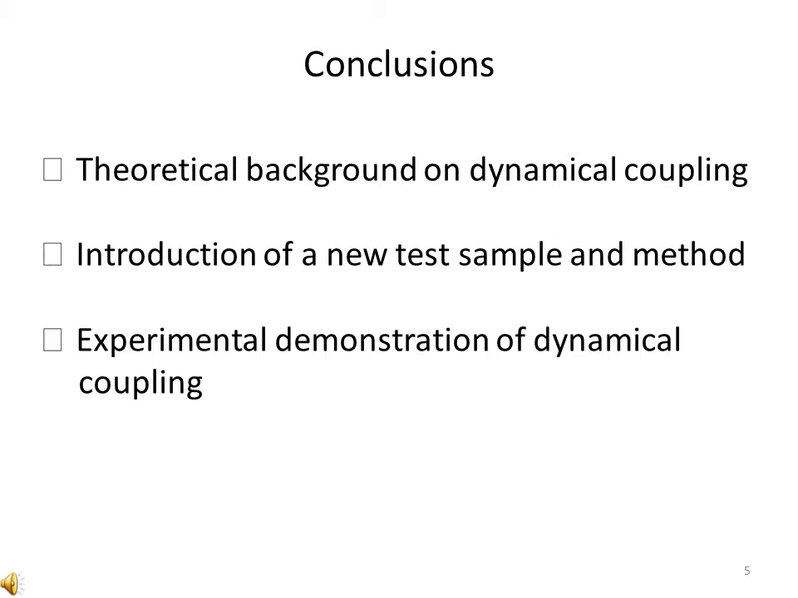The article presents theoretical background on dynamical coupling of the test sample with the experimental setup, allowing a proper setup design for an accurate magnetostriction characterization. The introduced test sample and method were shown to be appropriate for characterization of magnetostriction resulting from a 50 Hz alternating magnetic field. The effect of the dynamical coupling on the measurement was demonstrated experimentally.